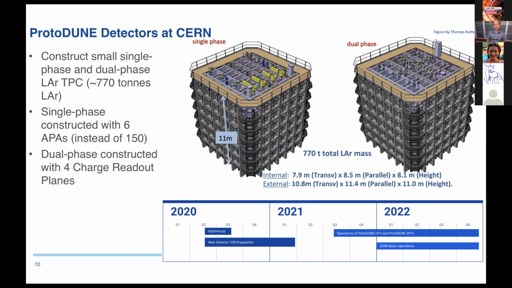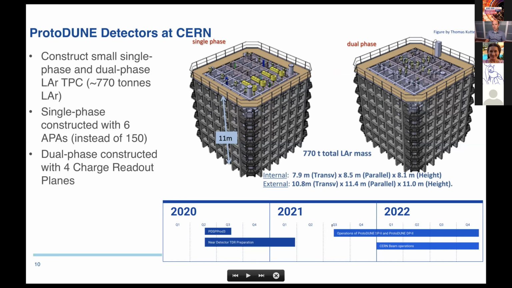We have constructed protoDUNE detectors at CERN. These are small single phase and dual phase liquid argon TPCs, small in the sense that they are not the full FAR detector. They're about 11 meters tall. The single phase is constructed with 6 APAs instead of 150, and the dual phase was constructed with 4 charge readout planes. We're going to utilize the data that we collect from these to understand how well our computing model matches up with what kind of performance we can actually get right now.